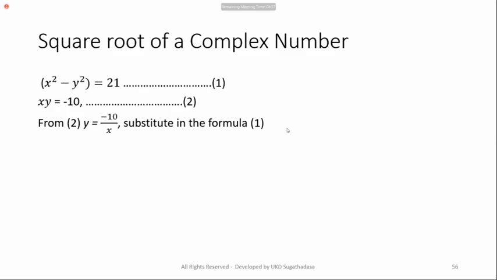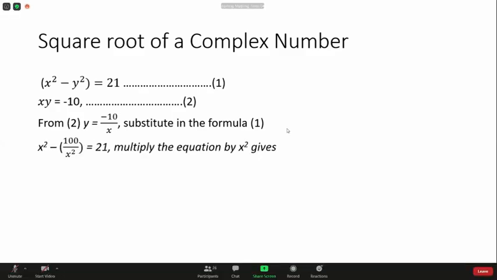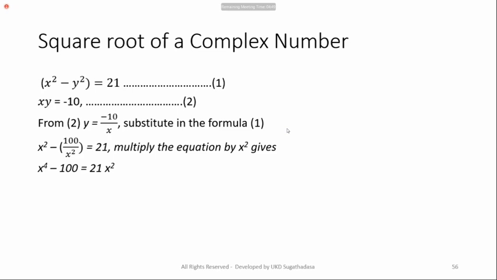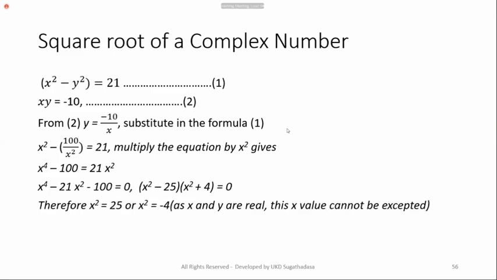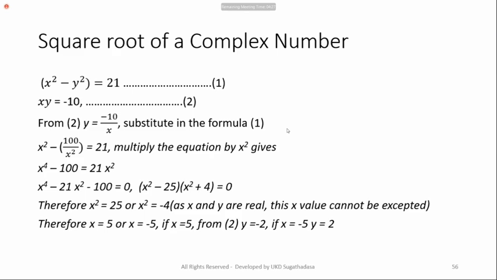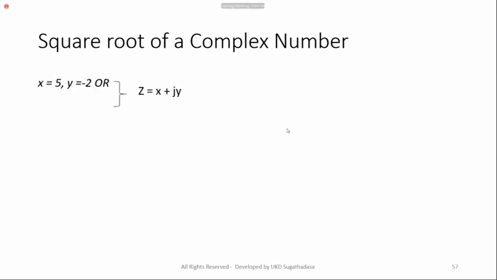This is the y value. Substitute in the other. Multiply both sides by x squared. This is the equation you get. Again, you can see you can factorize. Second value of x cannot be accepted because x is real, and x squared cannot equal a negative number. x squared equals 25. So x equals plus or minus 5. So we get the values x equals 5, y equals minus 2.